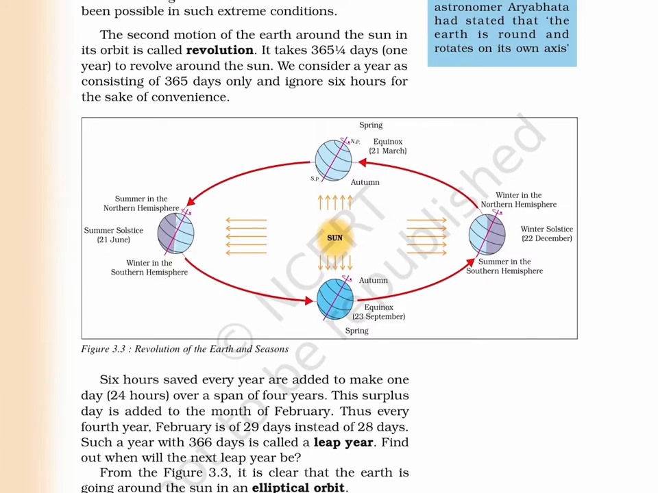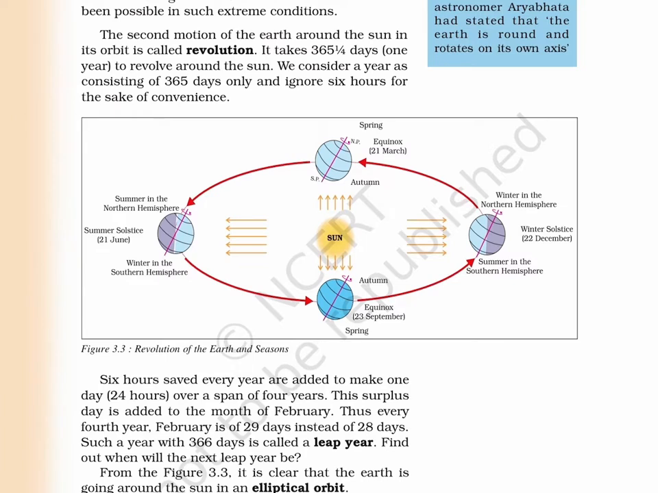Further, we see winter in the northern hemisphere, summer in the southern hemisphere. That is winter solstice on 22nd of December. We also see spring, autumn, equinox, that is on 21st of March. The diagram clearly explains revolution of the Earth and the kind of impact it has on the season change.